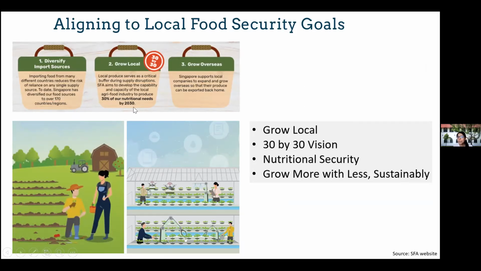This also aligns very well with the 30 by 30 vision, that Singapore would like to be nutritionally self-sufficient by 30% by 2030. So we are working towards that. Most of our projects are looking into that area, and I'll introduce one of our projects in that. And also, of course, grow more from less sustainably.